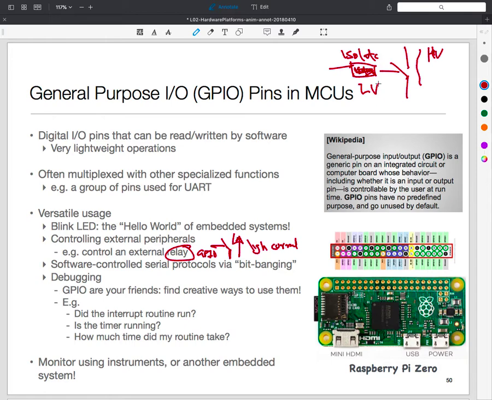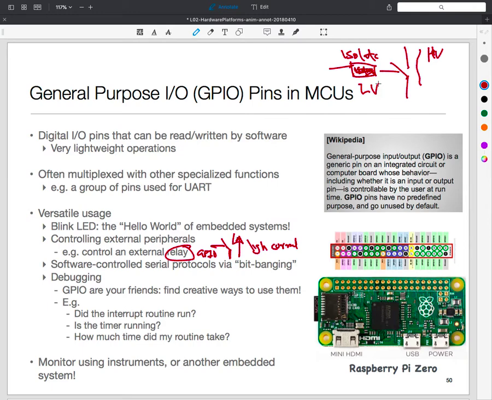Software controls serial protocols via bit banging. Bit banging refers to software which just twiddles those pins in some creative manner, and in particular, I can fake various kinds of serial protocols, which we'll see shortly. Let's say, serial USB protocol, things like that. But since you're doing it in software, it may be quite slow. But it can still be pretty useful.